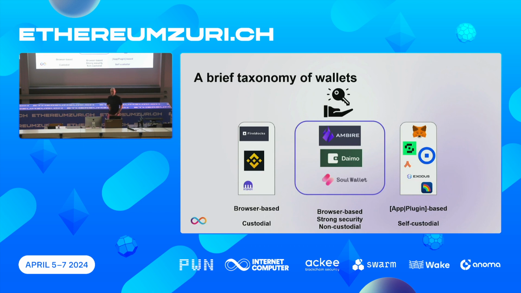So now in Ethereum, there is a rapid pace of development on web wallets, and we're in the middle category now, where users no longer have to choose. You can get great security and great UX. So already, in 12 months, we have a lot of choice. We have wallets like Empire, like Dymo, like Soul Wallet.